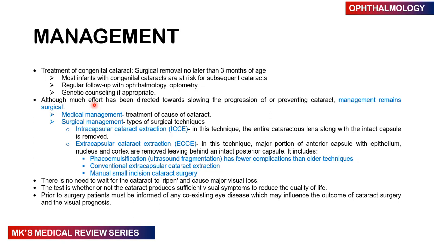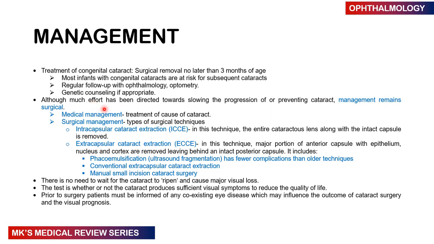In intracapsular, you use a technique where the entire cataractous lens is removed along with the intact capsule. So remove the lens and the capsule. Then in extracapsular cataract extraction, the majority of the anterior capsule with the epithelium, the nucleus and the cortex is removed, but we leave behind an intact posterior capsule. So here we're leaving behind an intact posterior capsule. In the other procedure, we're not leaving this behind.